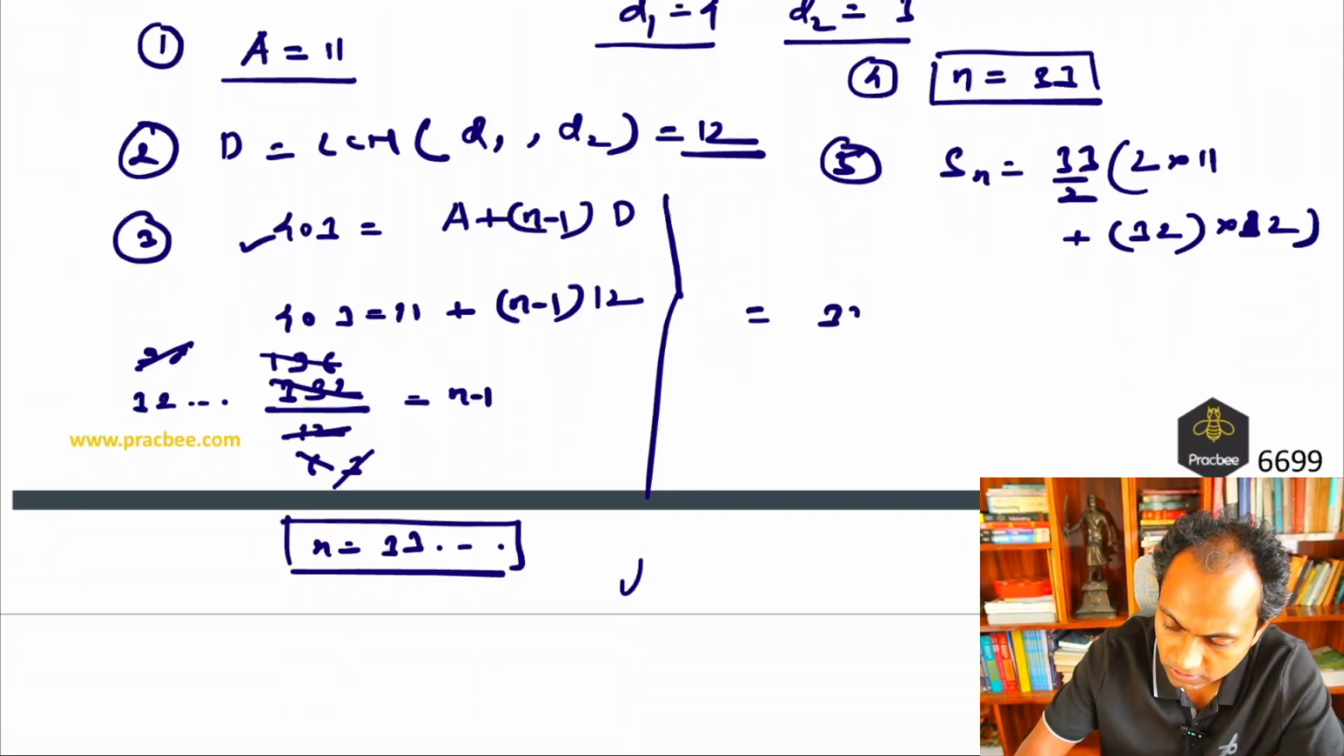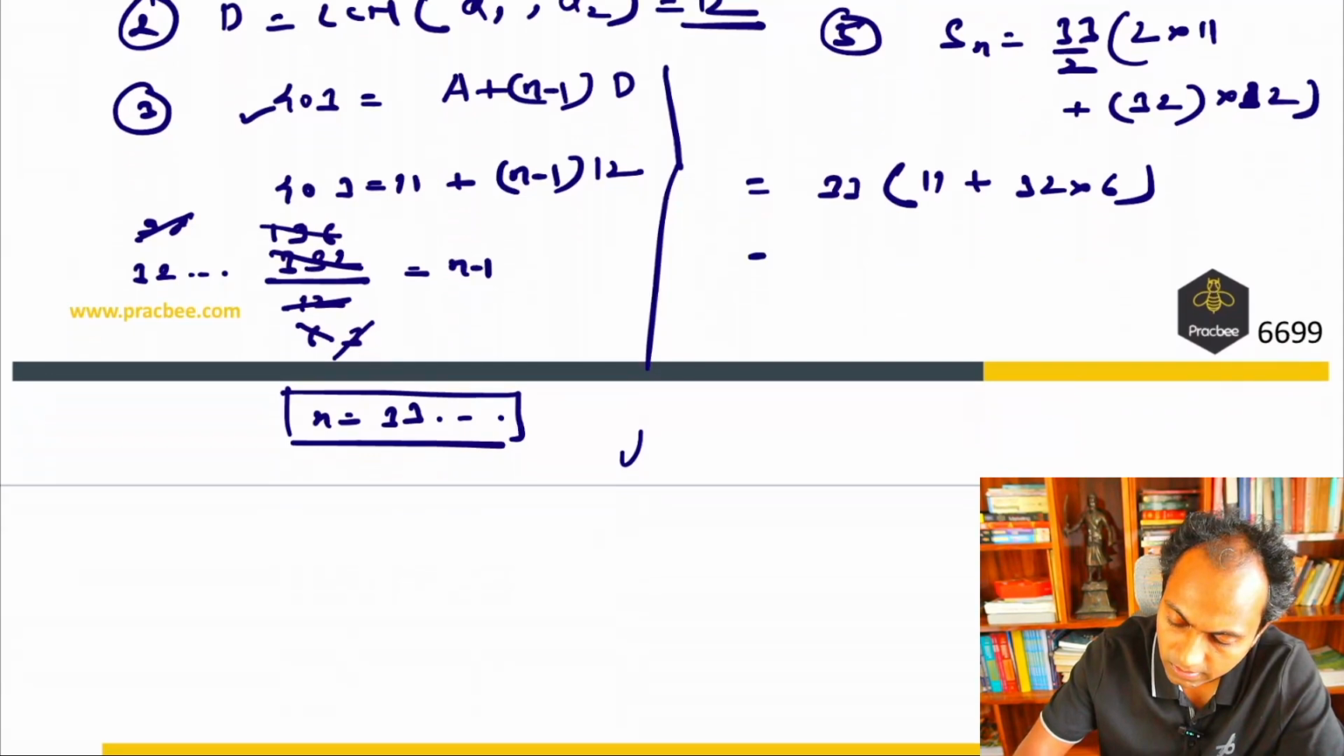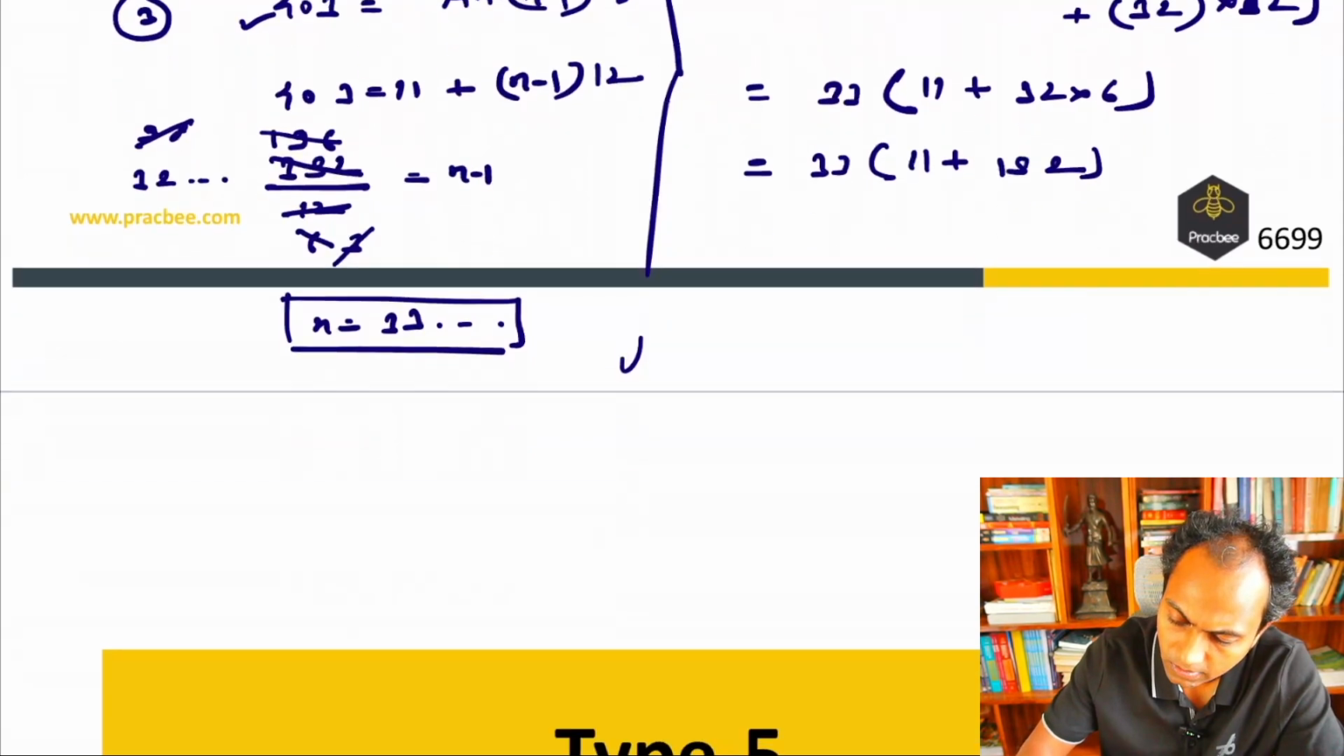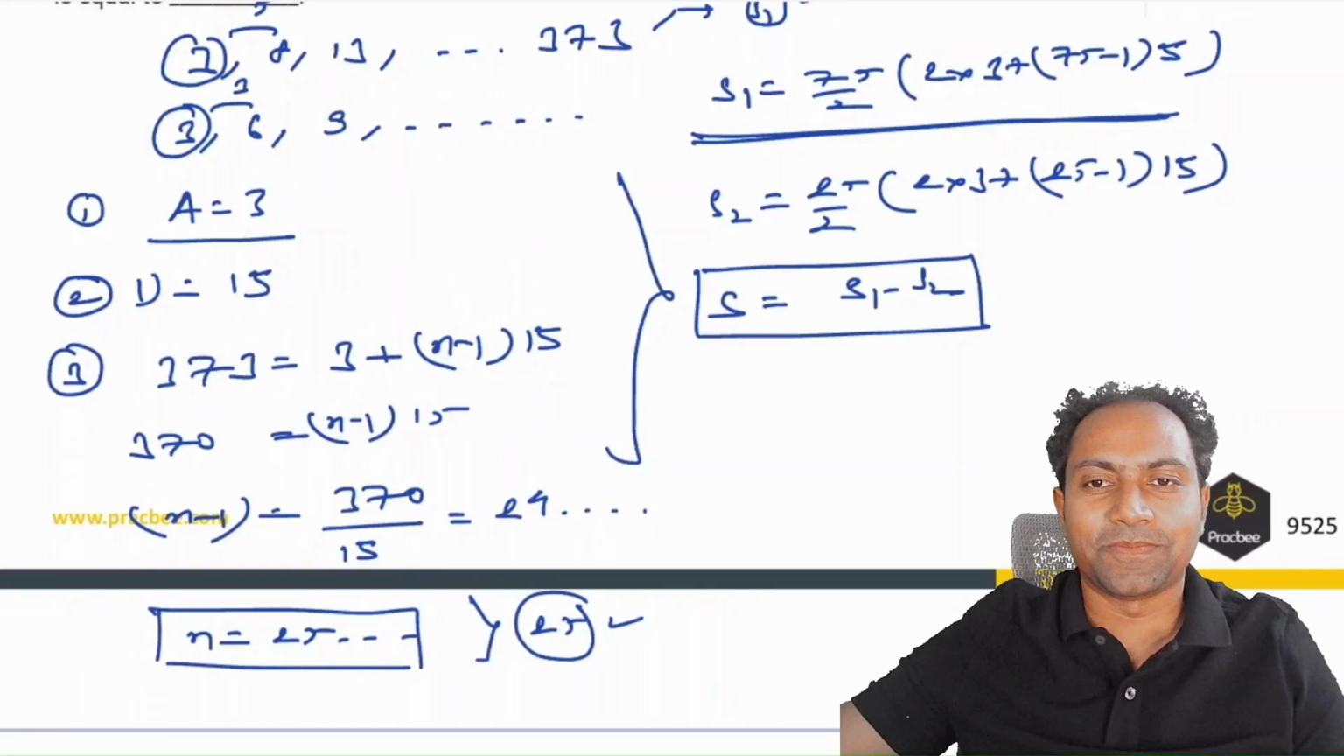So this becomes 33 into, you can see 2 will get cancelled out. It will become 11. This will become 32 into 6. If I simplify, this is 33 and 11. 32 into 6 will become 192. If I simplify this, it should come out to be 6699. You can check my calculation.